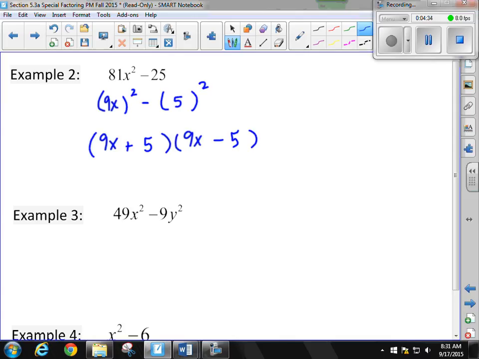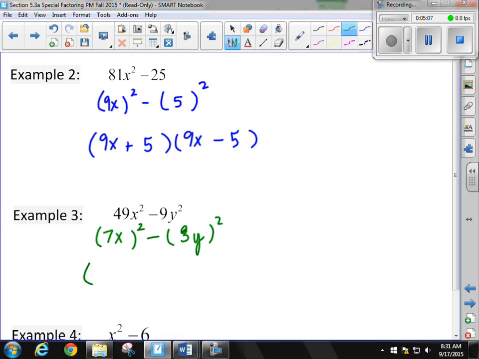49x squared minus 9y squared. Can I write it as something squared minus something squared? 49 and x squared are both perfect squares, so I have 7x. 7x times 7x will give me 49x squared. 9 and y squared are both perfect squares. So I want 3y quantity squared. 3y times 3y will give me 9y squared.